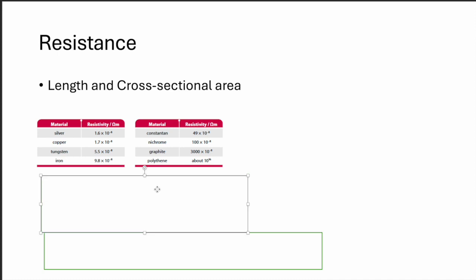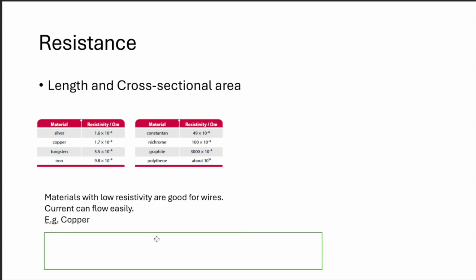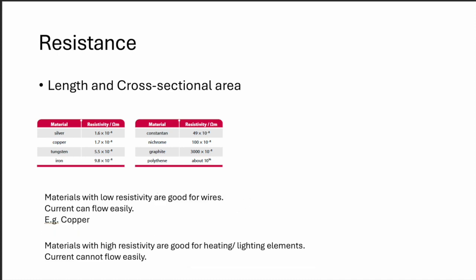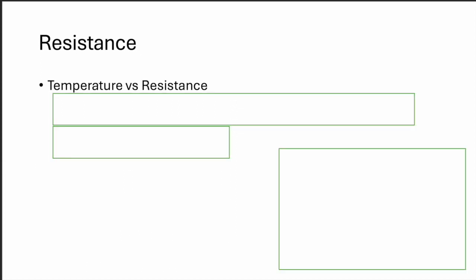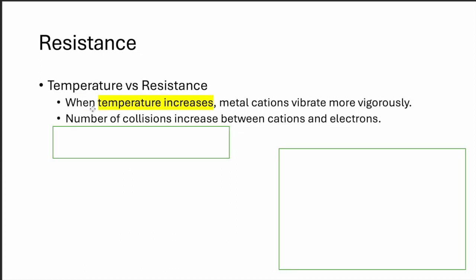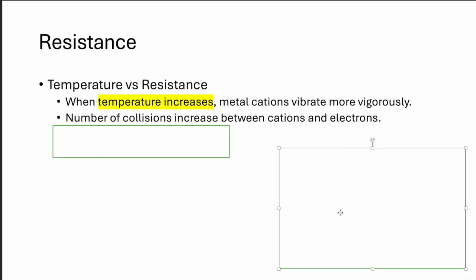And those with high resistivity are good for heating and lighting elements, because the resistance is high, then heat or light is generated because current cannot flow easily. And with increasing temperature, the cations in the metals vibrate more vigorously. As such, electrons find it harder to move through.